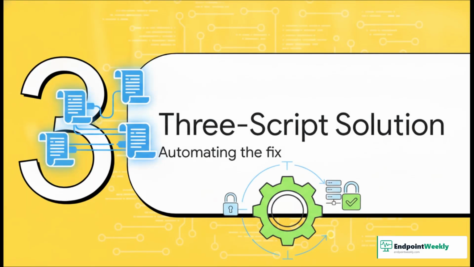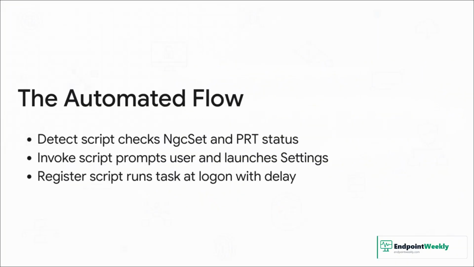All right, Section 3, the 3-script solution. This is where we start automating the fix using Imran Awan's incredible strategy from Endpoint Weekly. Now, the solution here isn't just to write a quick script. It's an entire automated flow built around 3 distinct PowerShell scripts acting as an Intune detection and remediation pair.